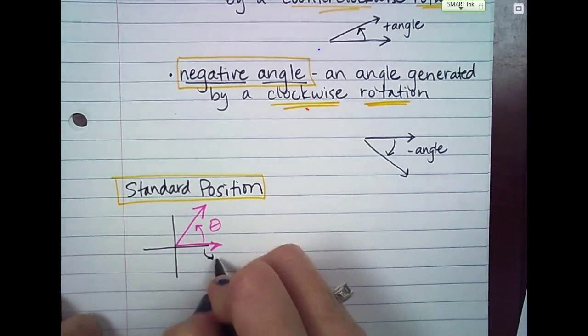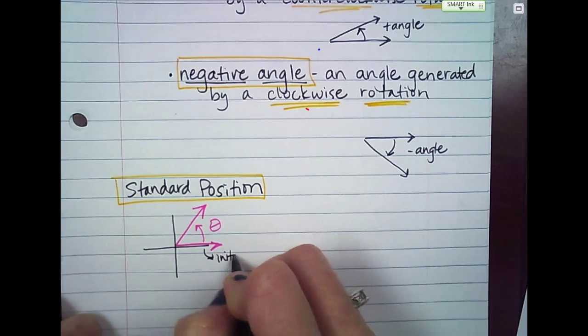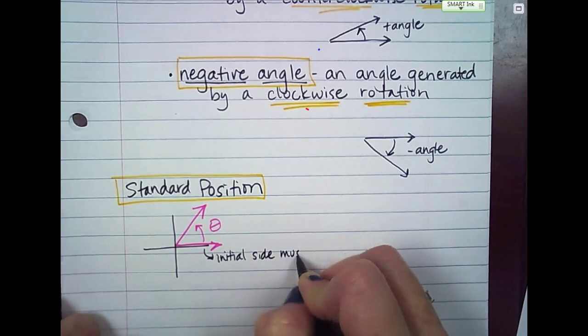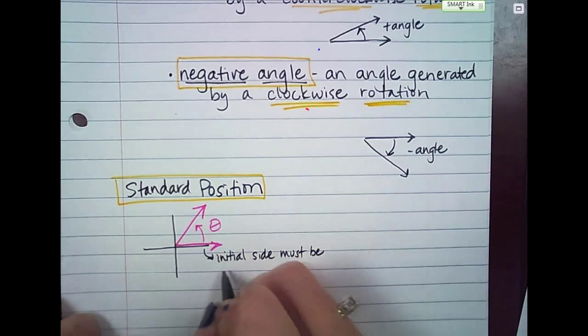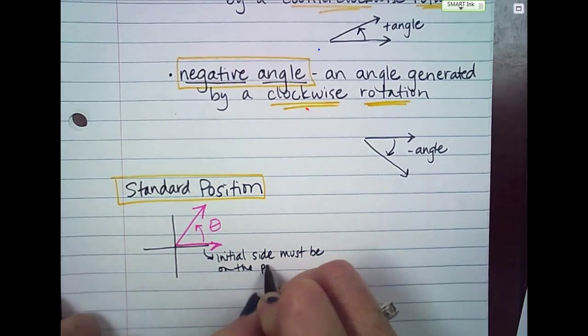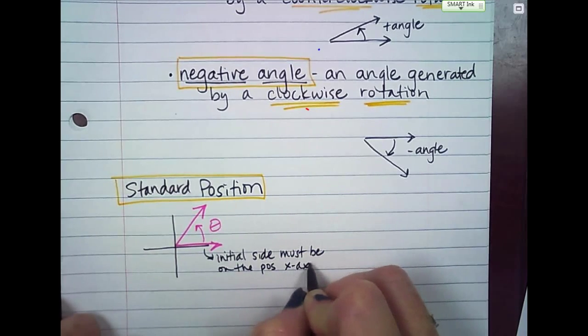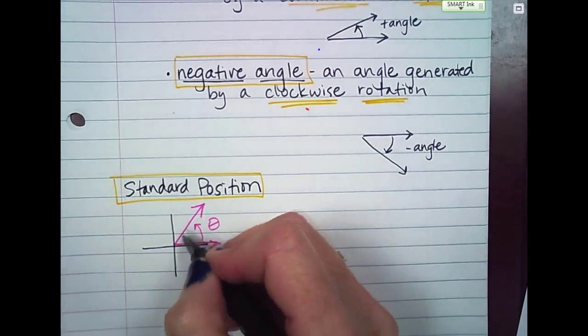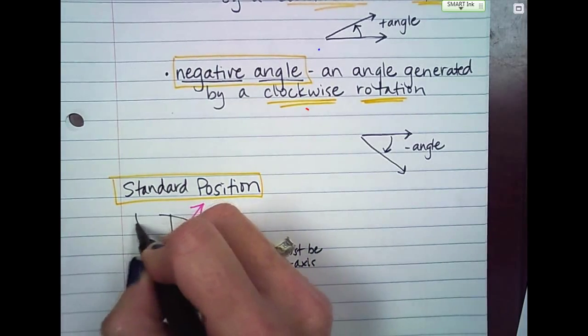And remember that they call this the initial side. The initial side must be on the positive x-axis. That's what standard position is. She's showing you I'm starting my initial side here on the positive x-axis. And remember again, where you end, this thing over here, is called the terminal side.